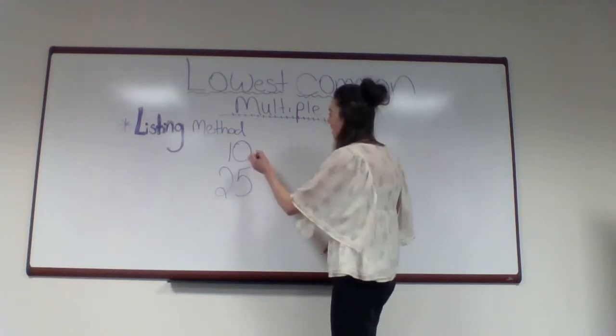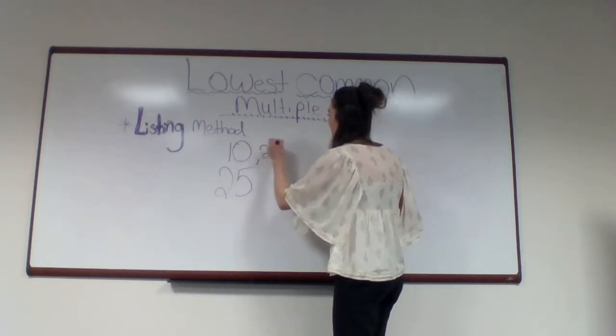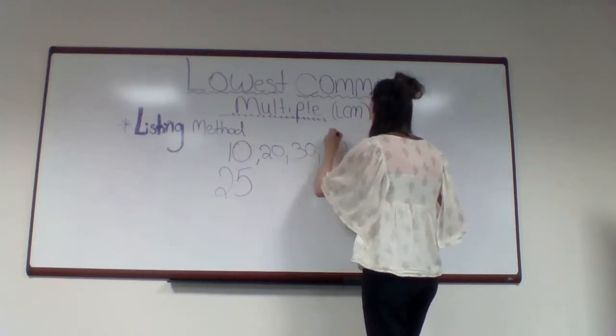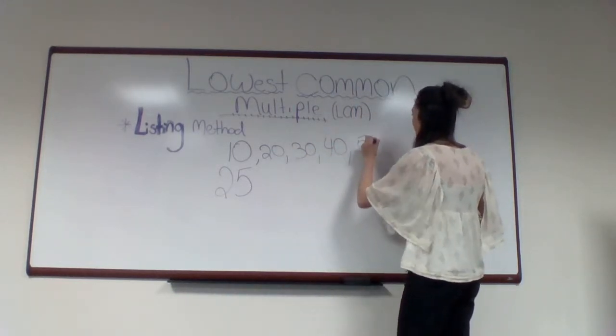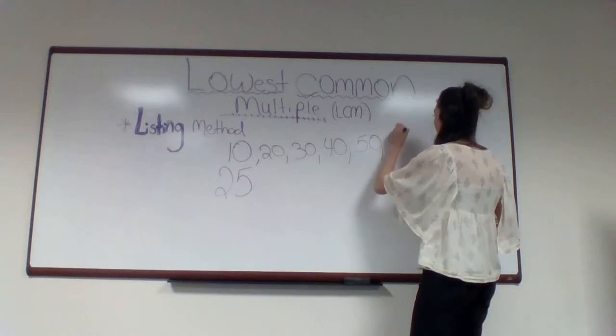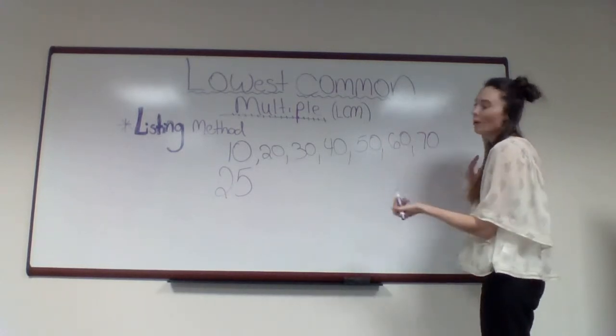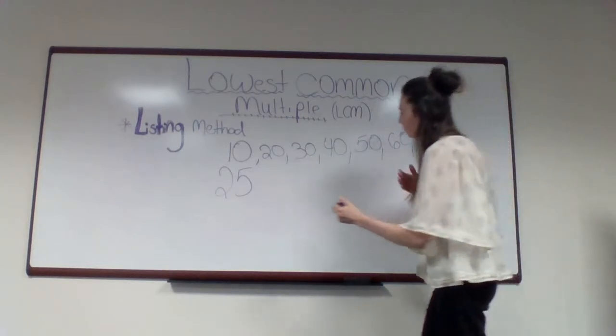So the multiples of 10 will be 20, 30, 40, 50, 60, 70, and we could go on and on, but I'm going to stop there.